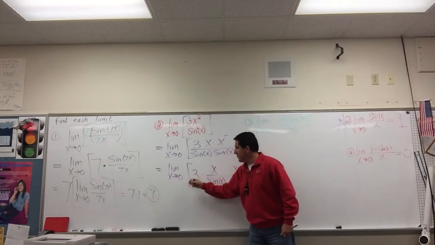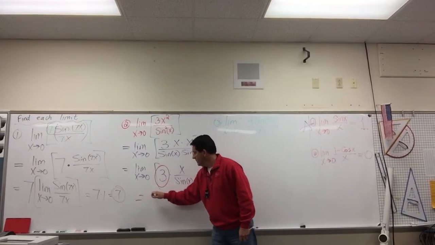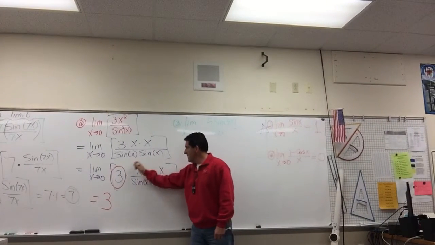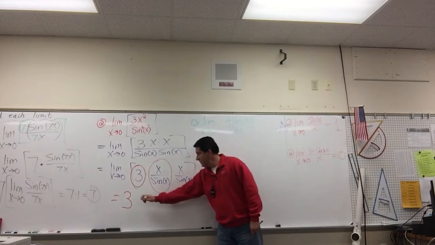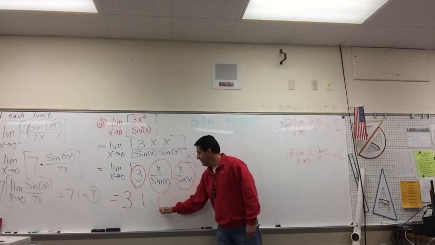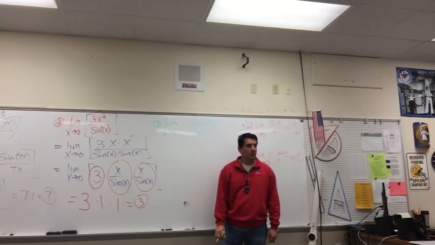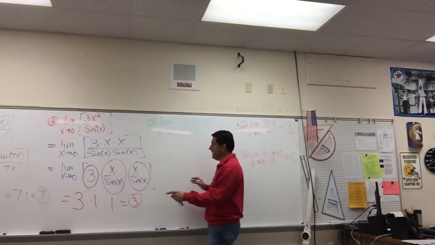what's the limit as x approaches 0 of the 3? 3. What's the limit as x approaches 0 of x over sine of x? 1. Same thing here, 1. So the answer is 3. See that? We're using our algebra to divide and conquer.